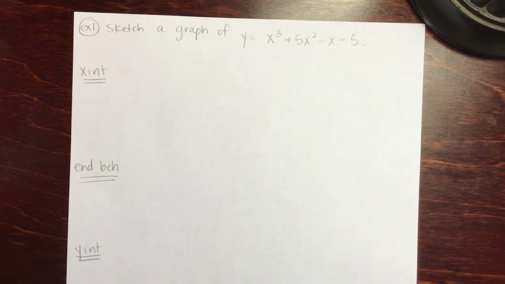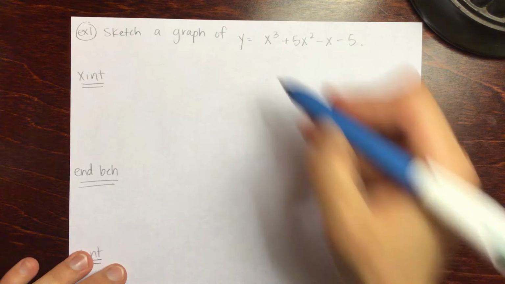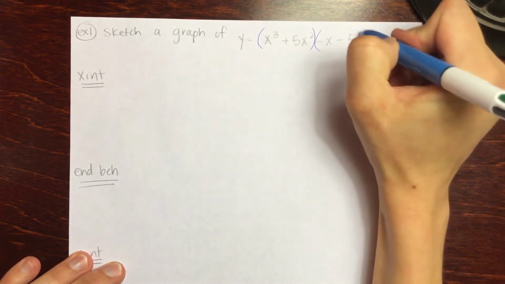Okay, sketch a graph of y equals x cubed plus 5x squared minus x minus 5. Let's start by finding our x-intercepts. You can find your x-intercepts by factoring. If we had a quadratic, you could also try the quadratic formula or completing the square, and you can also use long division. I am going to factor this by grouping. You should know how to factor by grouping at this point.